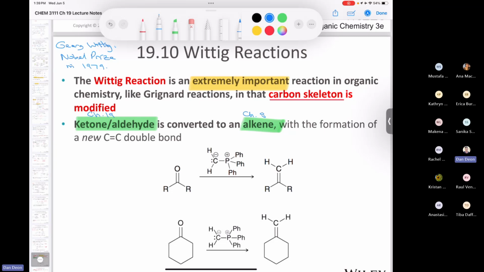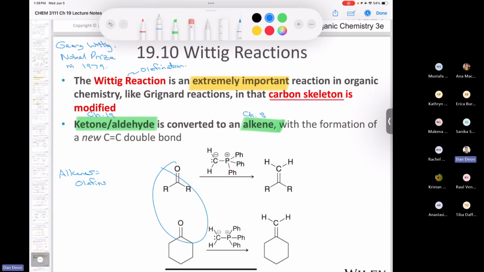So the Wittig reaction, sometimes it's called the Wittig olefination, O-L-E-F-I-N-A-T-I-O-N. The reason they call that is because another name for alkenes is olefins. It's an old word, get it? Olefins is an old word that we use for alkenes, so that's why they used to call it the Wittig olefination, but we just call it the Wittig reaction most of the time today.